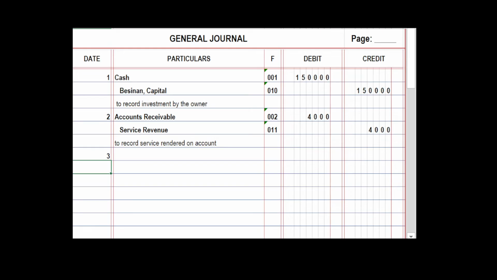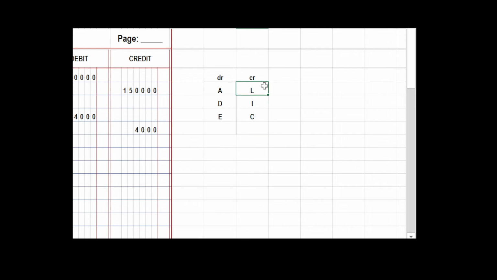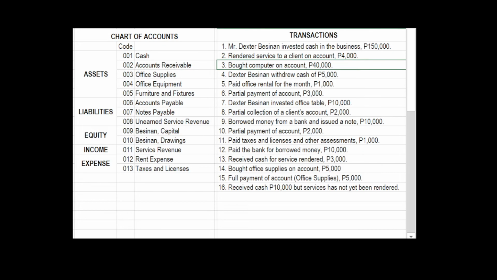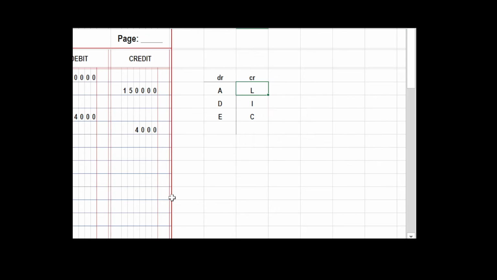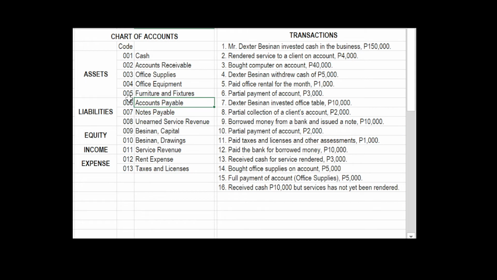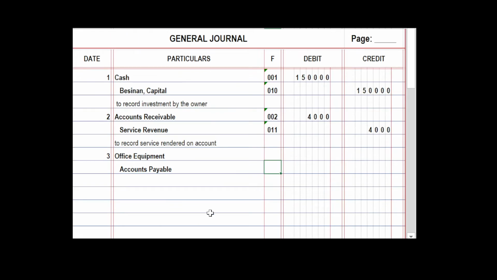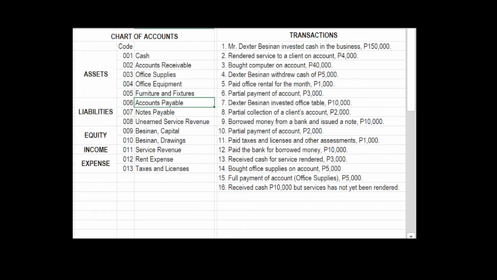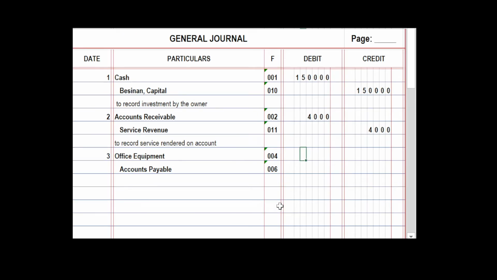Kung maalala nyo, si credit side, si liabilities nasa credit side. So, ibig sabihin, utang yan. So, yung gagamitin natin account title is accounts payable. So, debit tayo. Okay? Debit tayo ng office equipment and then credit tayo ng accounts payable. So, yung code is 004 and 006. Okay? 004 and 006. So, yung amount, that is 40,000.